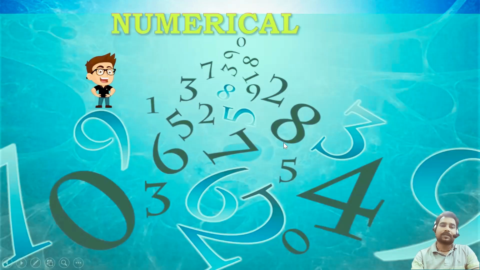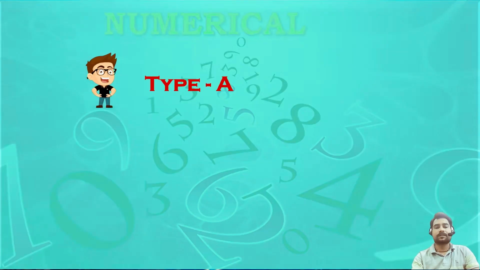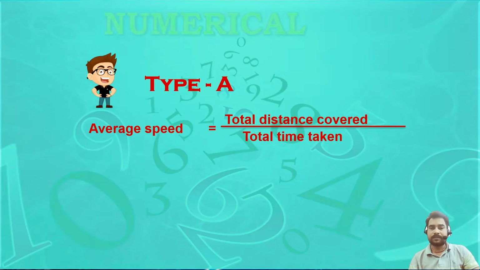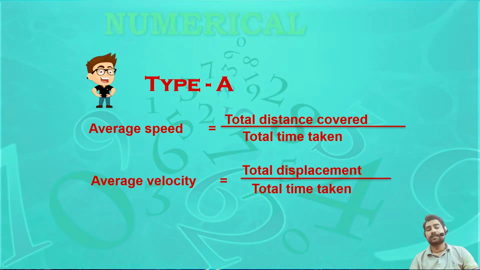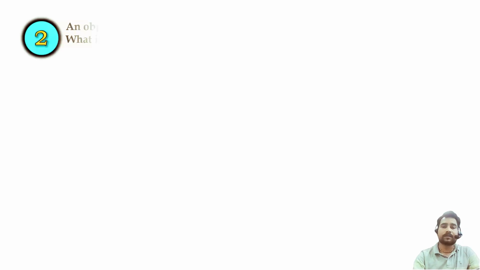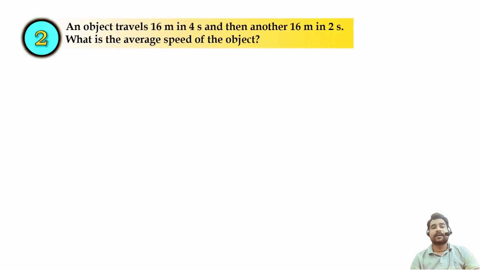Okay, let's try some questions based on average speed, which has the formula total distance covered divided by total time taken, and average velocity, which has the formula total displacement upon total time taken. So the first question is: an object travels 16 meter in 4 seconds and then another 16 meter in 2 seconds. What is the average speed of the object?